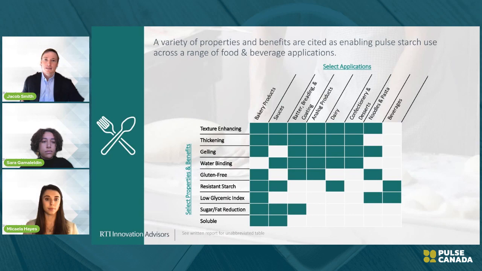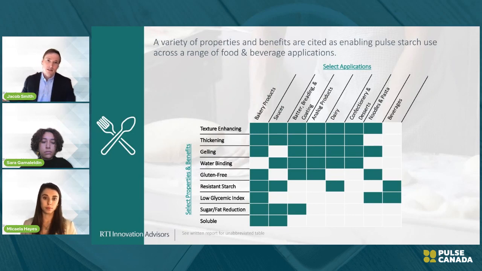So diving a bit deeper into what this means in terms of how these starches can be used across different industries and applications, I put together a couple of truncated tables here. On the left side of these tables, you'll see that we've got select properties and benefits that were called out or mentioned within the claims or within the patents and applications themselves.